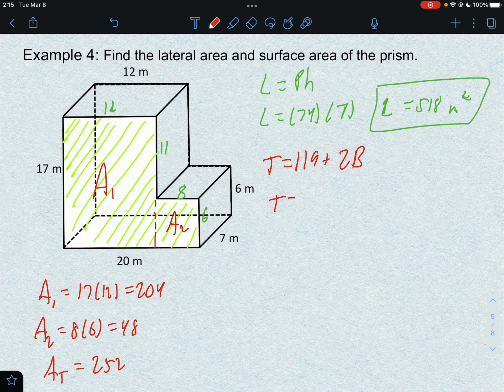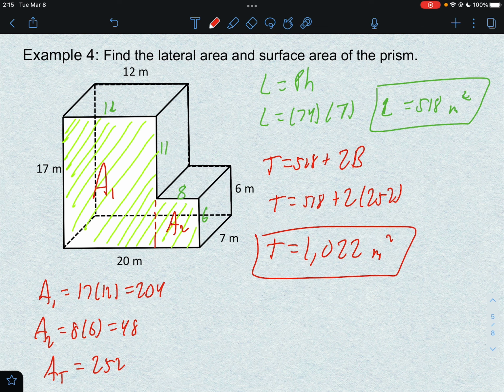So back to our T, we get 119 plus 2 times 252. Oh, and I forgot that 119 was wrong. Sorry, let's go back and replace that with the 518 that we know. So 518 plus 2 times 252. And we got our total surface area to be 1,022 square meters.